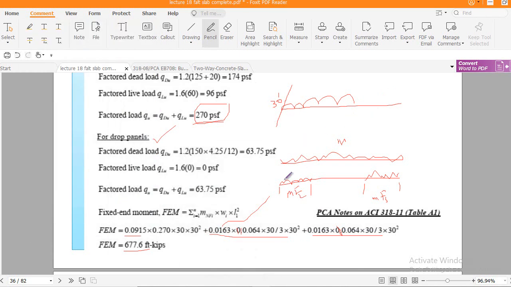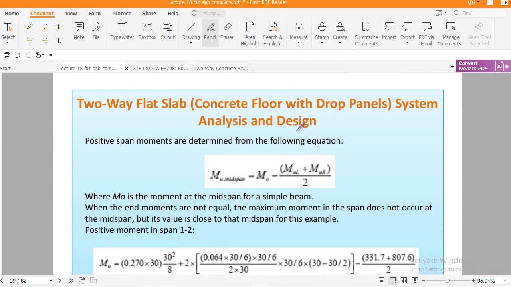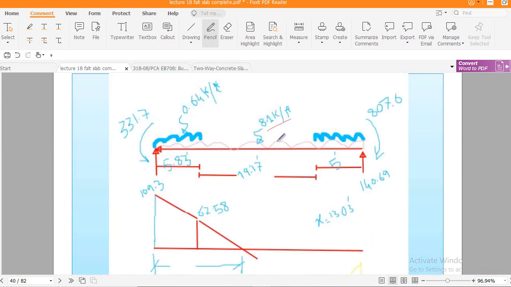Similarly, due to the drop panel, the drop panel loading is 0.064. You multiply this with 30 and you get 0.64 kip per foot. This is the way I got this diagram, and these moments are from the moment distribution table. The drop panel distance is 5.83. From this side it is 5 feet from the center line of the column, and this is the total distance between the drop panels. This is the loading due to the drop panel, and this is the loading due to the slab.